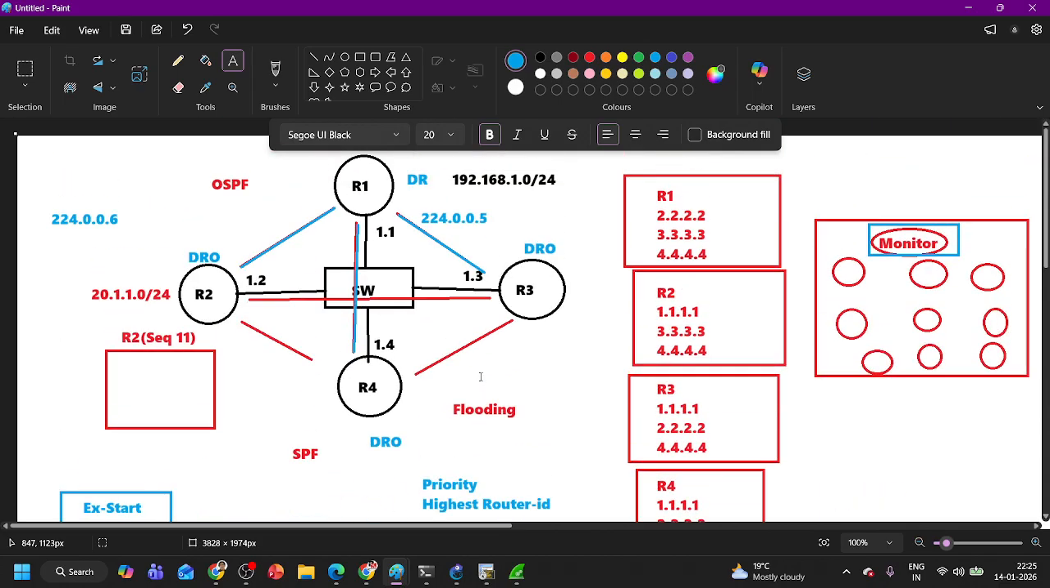Sir, are we covering route redistribution between different protocols? Why not? Between OSPF and BGP? Okay.